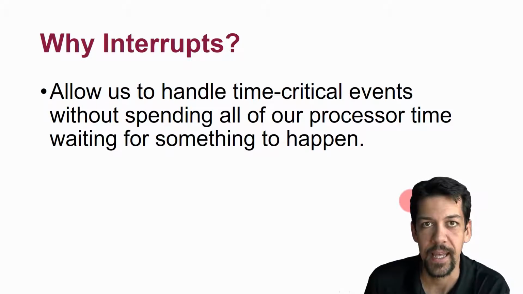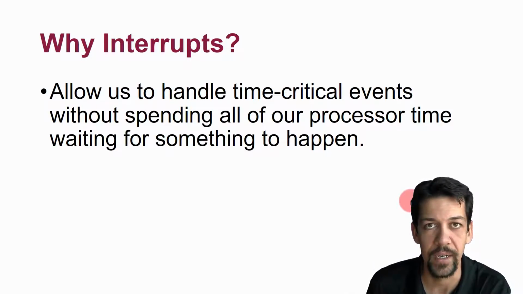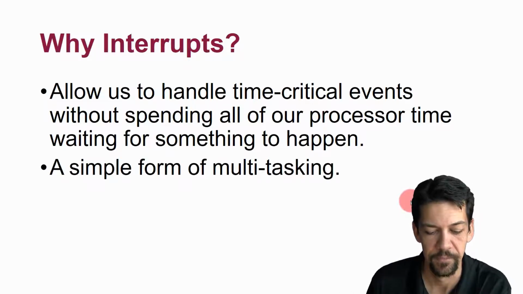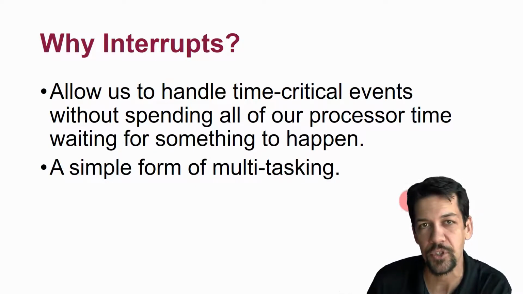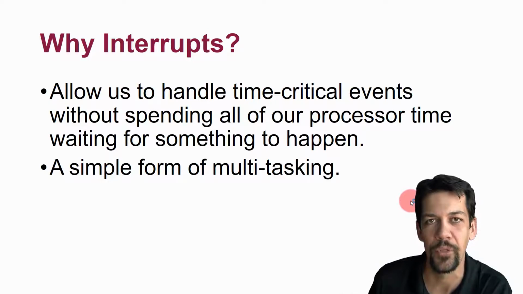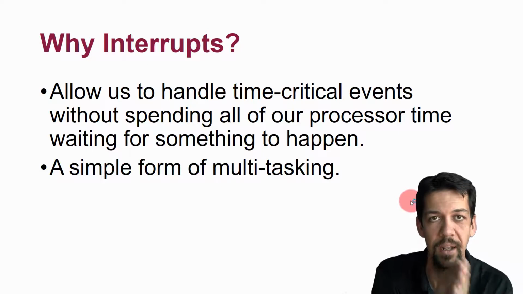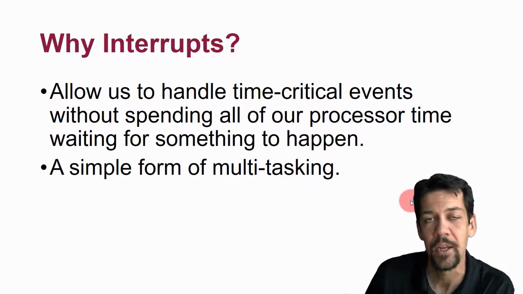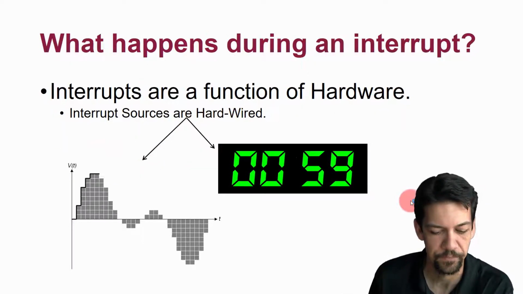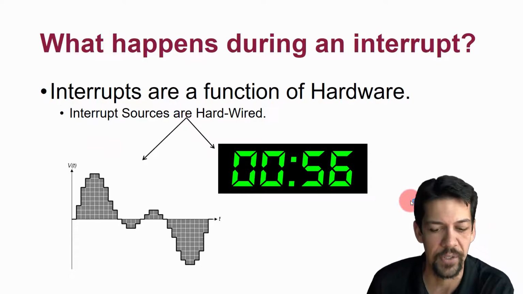So the whole idea here is that we have these time critical events that we need to deal with, and these interrupts allow us to handle that without wasting CPU cycles. It's a really simple form of multitasking that allows us to do multiple things at once, and it's through a method called time slicing. So we don't actually have multiple processors, we just have something that allows us to pause one thread of execution and then go and do something else and come back to it later. So if we do that fast enough, it looks like we're doing 2 things at the same time, which is basically what multitasking is. So let's talk about what happens during an interrupt.